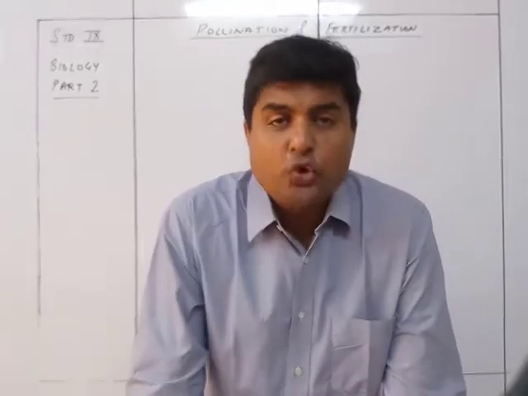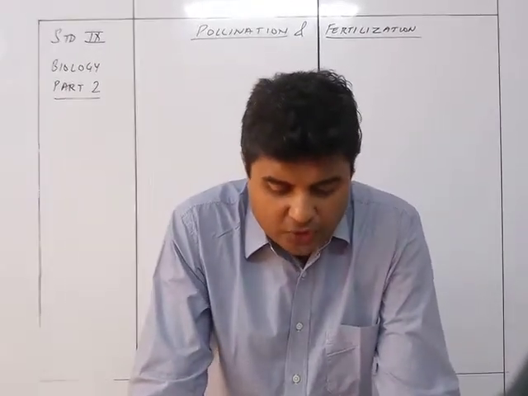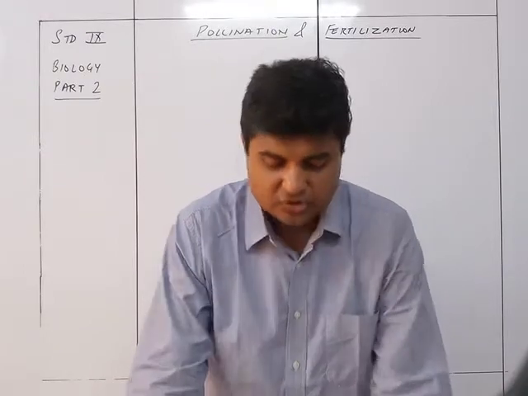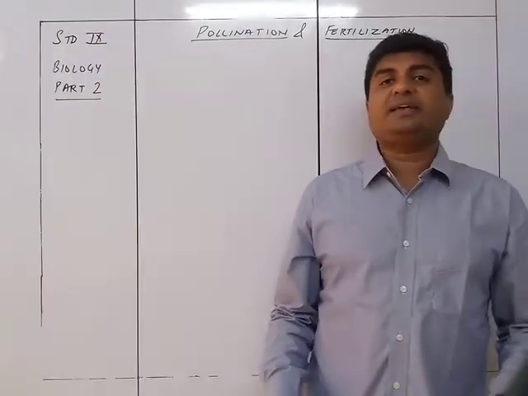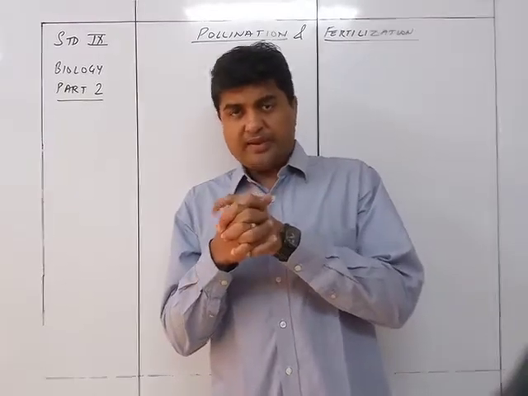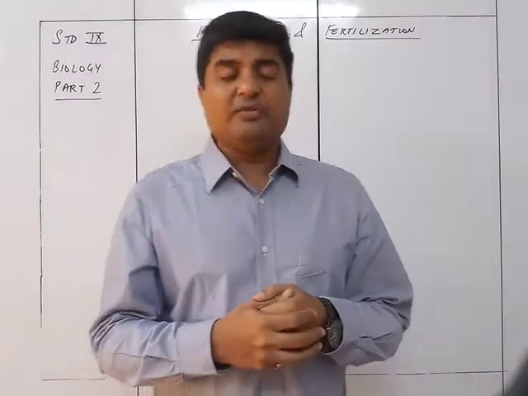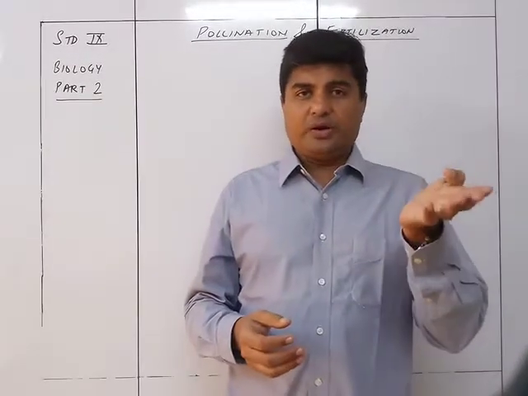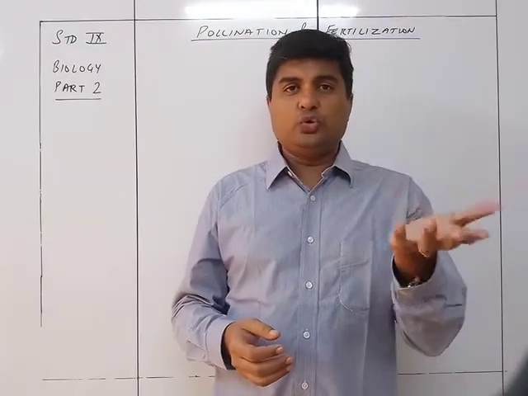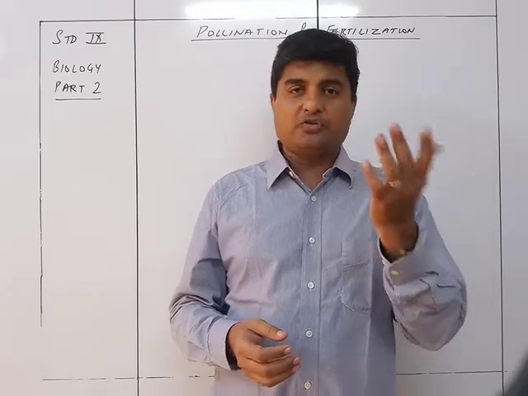Fertilization is the union or fusion of the nuclei of the male and the female gamete. So definition wise, it is the fusion of the male and the female gamete of the plant, of the flower. Male gamete is the pollen grain. So pollen grain contains two male nuclei, the sperm nuclei.